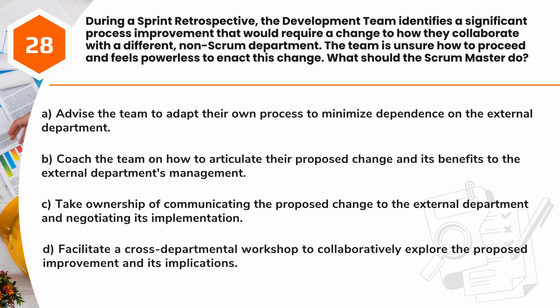A. Advise the team to adapt their own process to minimize dependence on the external department. B. Coach the team on how to articulate their proposed change and its benefits to the external department's management. C. Take ownership of communicating the proposed change to the external department and negotiating its implementation. D. Facilitate a cross-departmental workshop to collaboratively explore the proposed improvement and its implications.